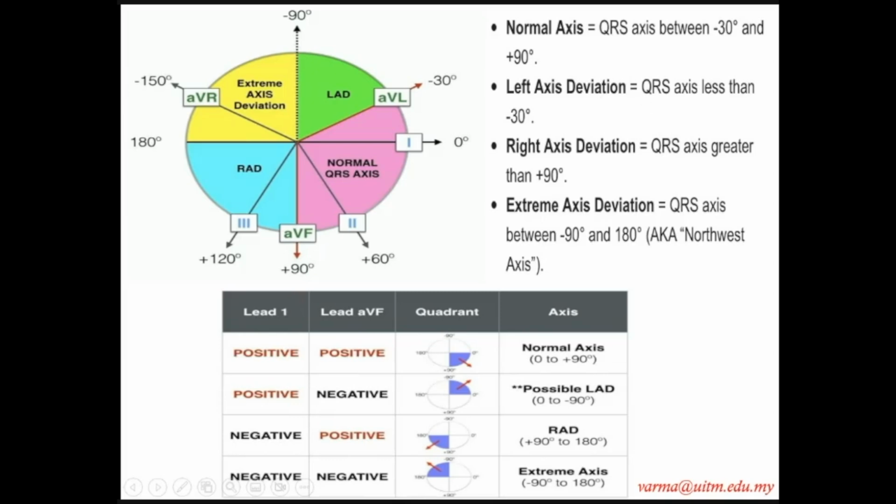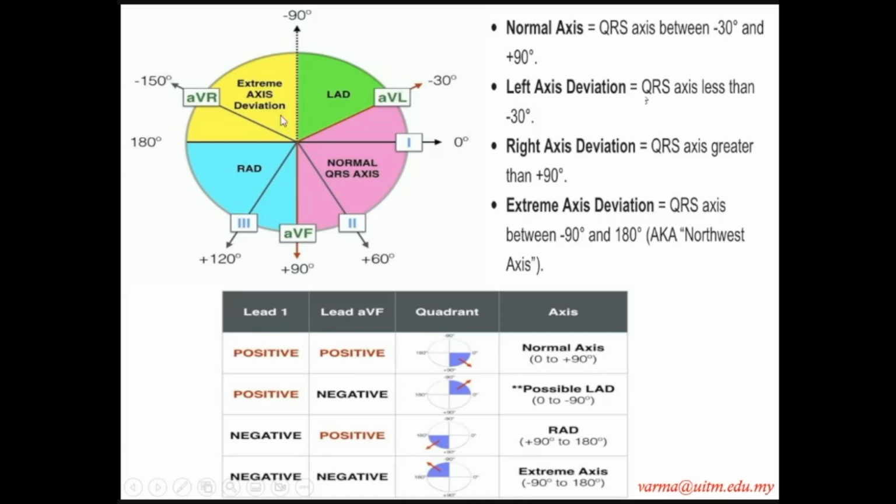Left axis deviation, QRS axis less than minus 30. So minus 30 to minus 90 is left axis deviation. Right axis deviation is axis greater than plus 90, positive 90 to 120.